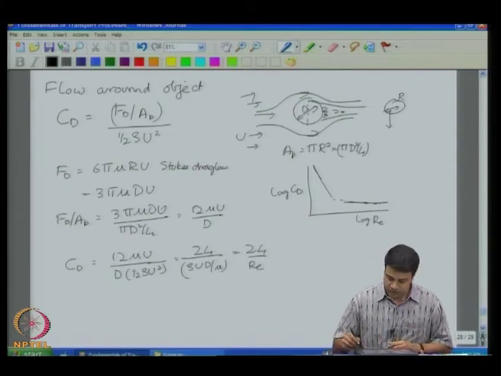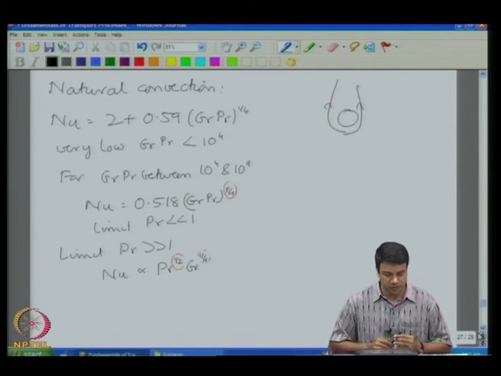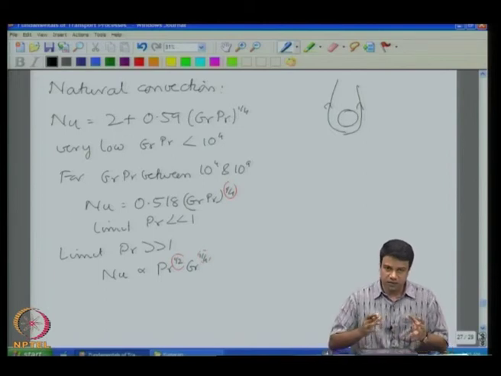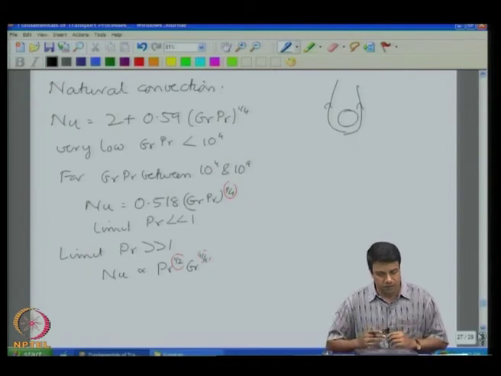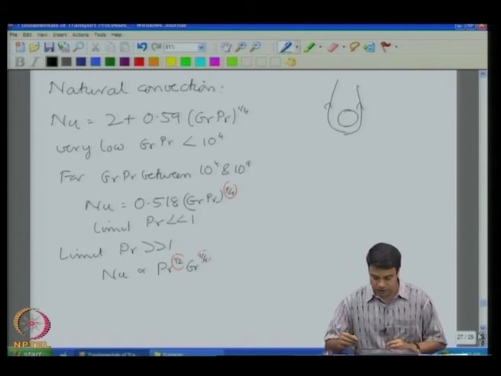Similarly, for these flux problems, for example, Nusselt number is equal to 2 plus 0.59 times this. I have to solve for the momentum transfer near the surface, and from that I have to find out what is the total flux. So, I need the entire temperature field around this object as well as the entire velocity field around this object.